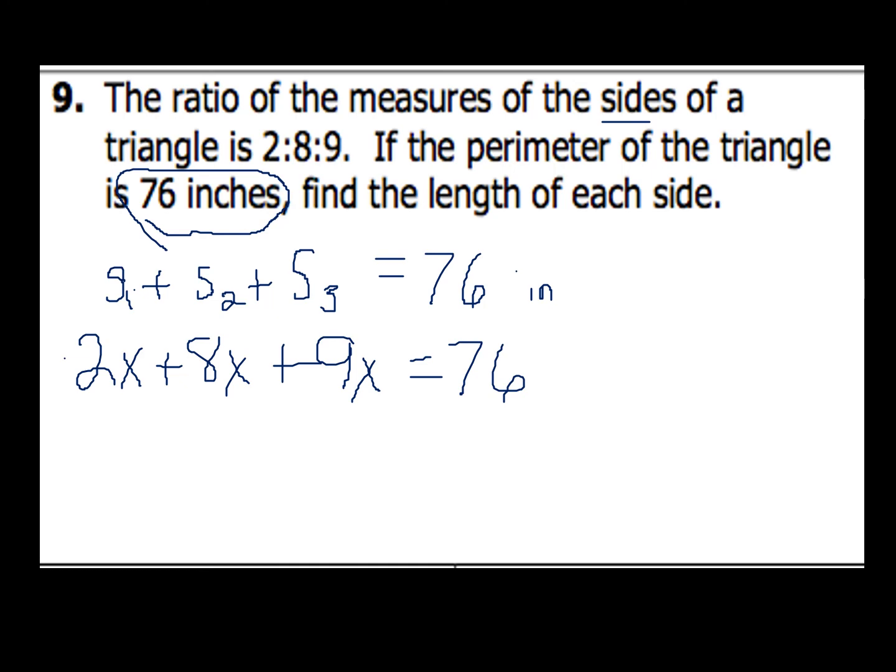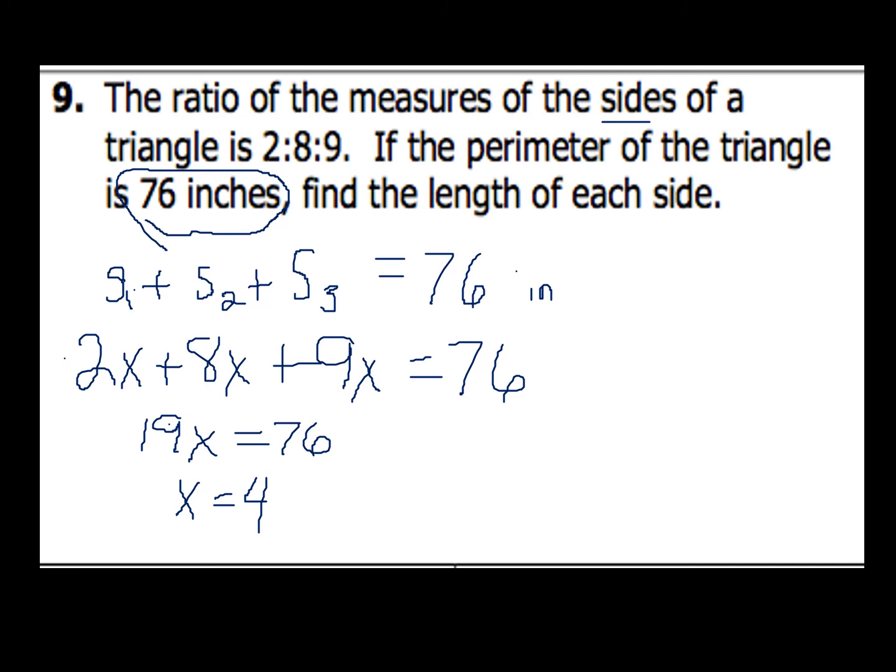So now we're going to combine like terms. 8 and 2 is 10, plus 9 is 19. So on this side we have 19x. 19x is equal to 76. We are going to divide each side by 19, and we get x is equal to 4. It says find the length of each side, so we need to go back and plug it in.